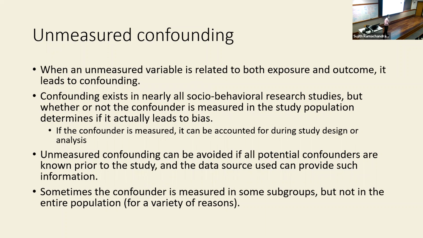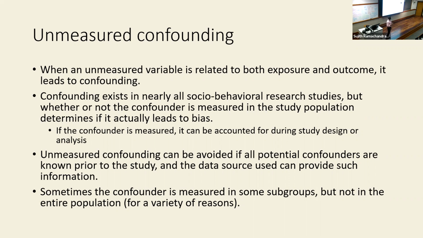Similarly, unmeasured confounding. A confounder is a third variable effect which basically biases the relationship between your exposure and your outcome because it is associated with both the exposure and the outcome. Confounding is present in pretty much every socio-behavioral research study we carry out, right? One way or the other. When we have confounding, we usually do a good job of trying to think of them ahead of time, plan for it, collect data for that variable, and then account for it in our analysis.